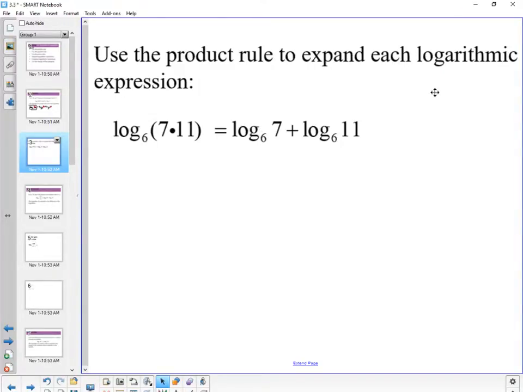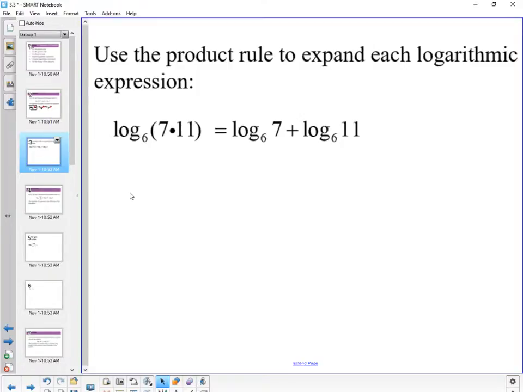All right, so here's another example for you guys. I've got log base 6 of 7 times 11. Split it up, just another example for you.